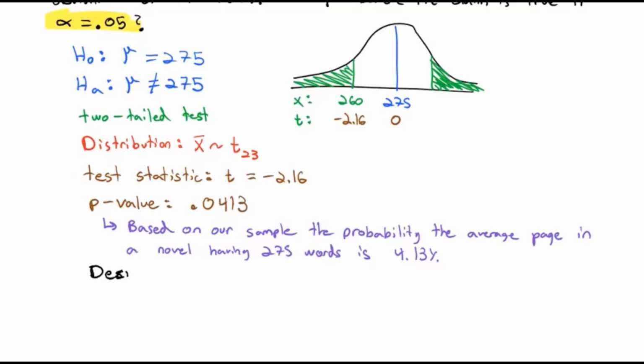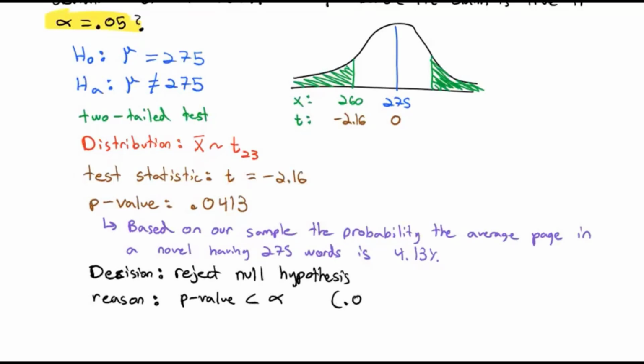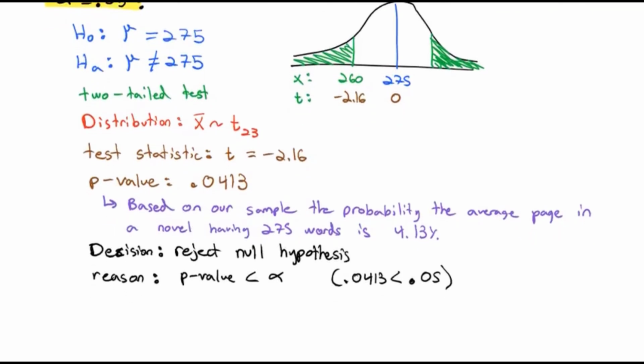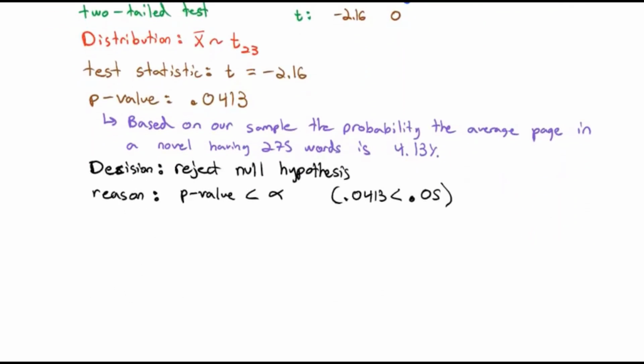So we will make a decision to reject the null hypothesis. And the reason for that decision is that the p-value is less than the alpha. The p-value is 0.0413, which is less than the alpha of 0.05. That is too little probability. There is overwhelming evidence to reject the null hypothesis. And so we make our conclusion.